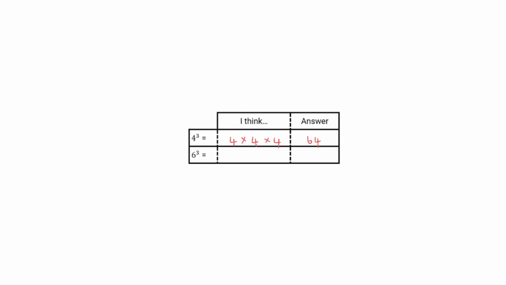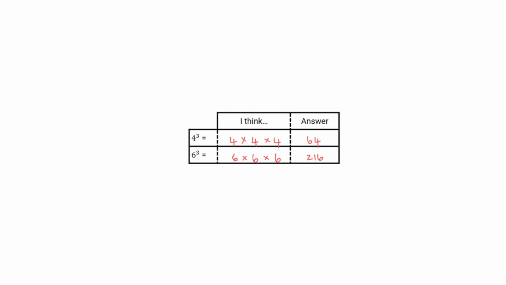If we look at 6 cubed, remember this does not mean 6 times 3. This means take 6, multiply it by itself and by itself again. So 6 times 6 is 36, times it by 6 again is 216. So 6 cubed is equal to 216. These over here, the answers are cubed numbers. And that just means that if we draw them, we'll be able to create a cube from that drawing.